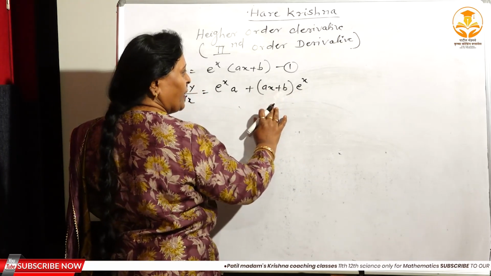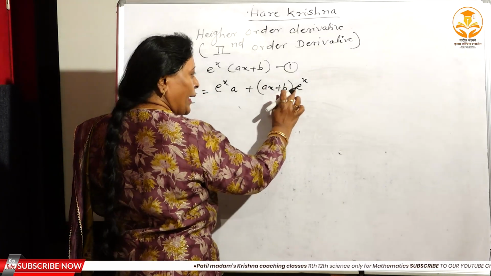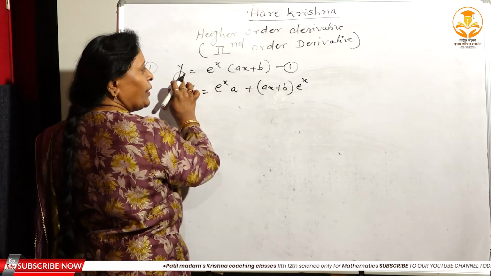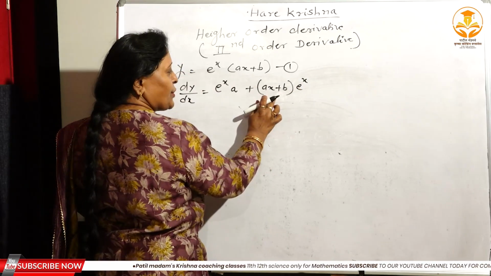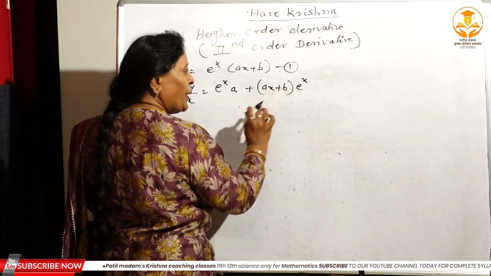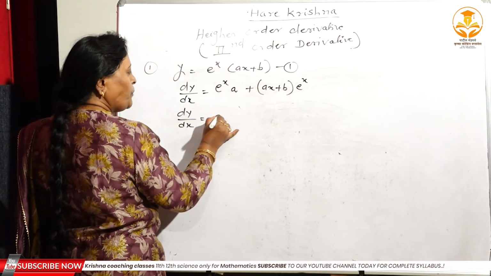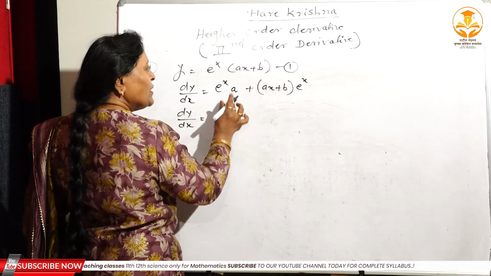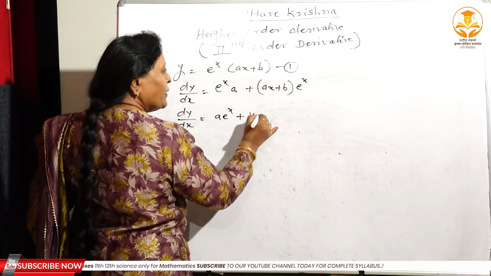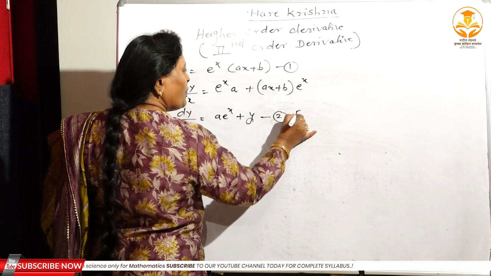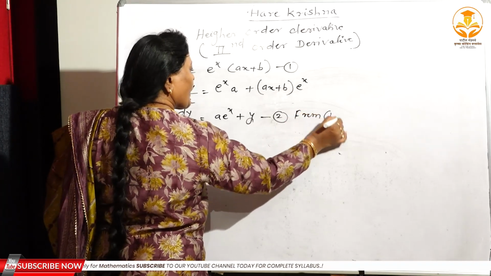You have to reduce something. Now a x plus b into e to the power x is nothing but y, and you have to substitute that here, so that your function gets reduced. Now dy by dx is a e to the power x, and this is nothing but y, and this is second, and this is from the first, isn't it?